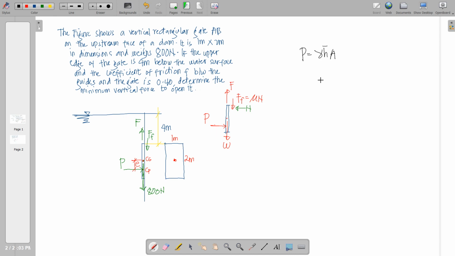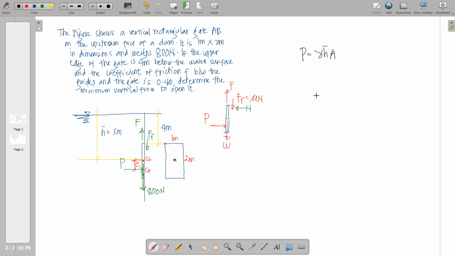Now the value of P is equal to gamma h bar A. So we need here the value of h bar. We refer h bar from the center of gravity up to the liquid surface. Say I'm going to label this as h bar. So h bar here is this one, from the centroid up to this point, that is 1 meter, because half of the dimension of 2, plus 4. So therefore h bar will be equal to 5 meters.